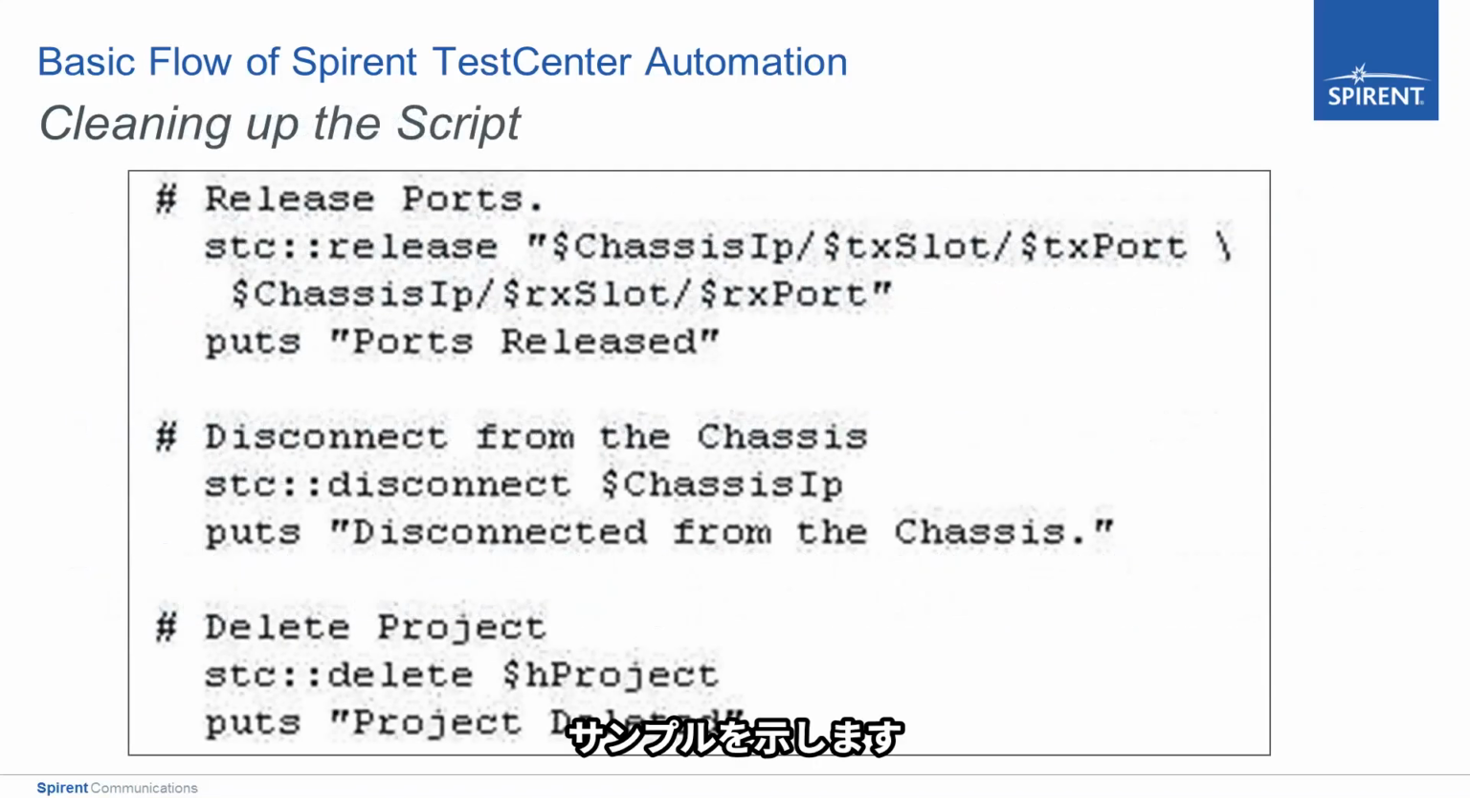In the sample code, you'll see that we release the ports on the transmitting and receiving side using the chassis, slot, and port triplet. We disconnect from the chassis using the disconnect API function, and then we delete the project.